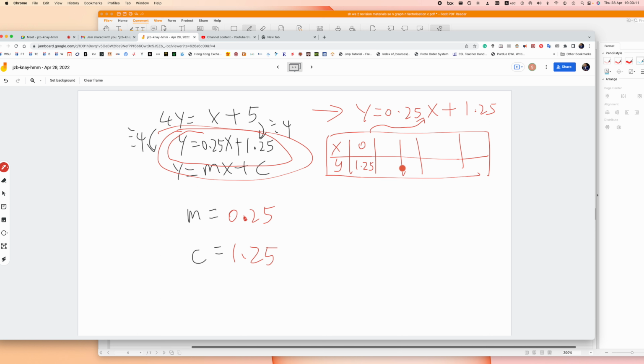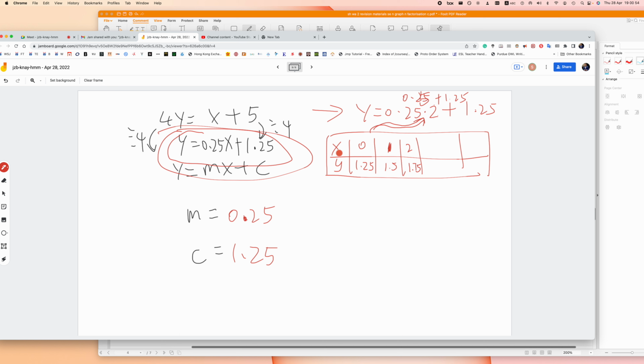Use your calculator. So my x equals to 1, you put it in, what do you get? Can you help me out? So instead of 0, you get 1. So what do you get for y? So it's 0.25 plus 1.25. So the answer is 1.5. And then you test the 2. So instead of 1, you put 2 in. So this will be 0.5. So it will be 1.75. Are you clear? That's how you establish a table. Are you clear or not?